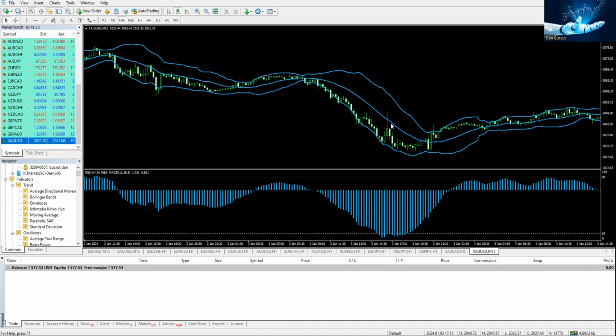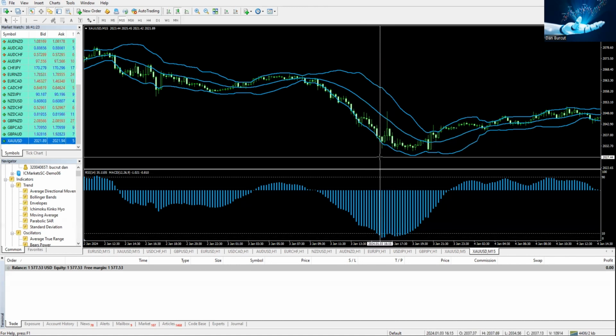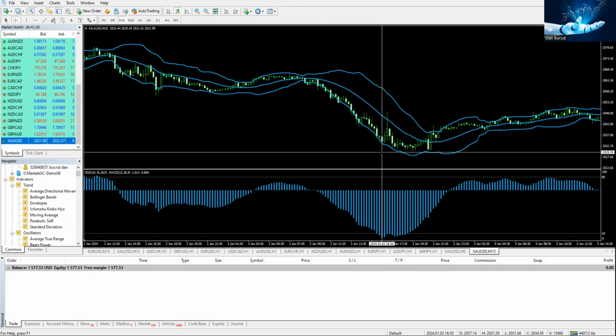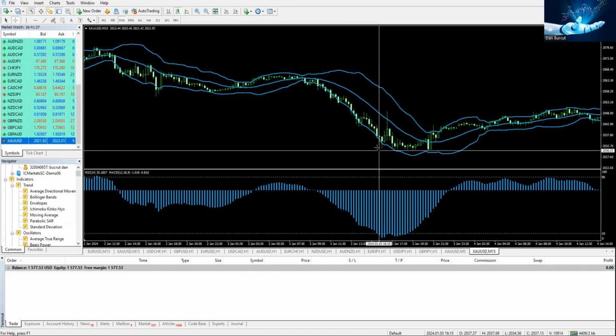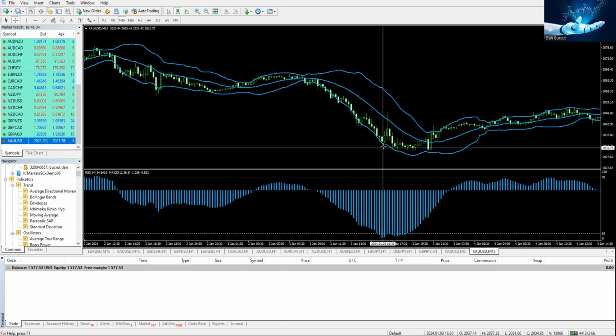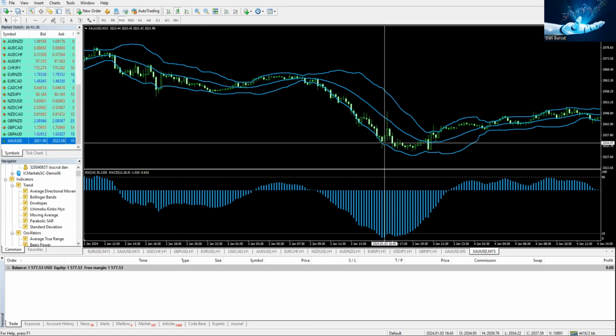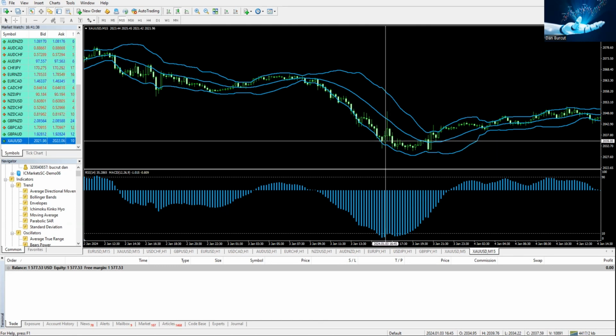The way that the signals work, once again, the MACD has to be in the oversold or the overbought area of the RSI. We need to wait for the price to also be outside the Bollinger Bands. Once the price is outside the Bollinger Bands and it closes inside the Bollinger Bands, that is our entry trigger.